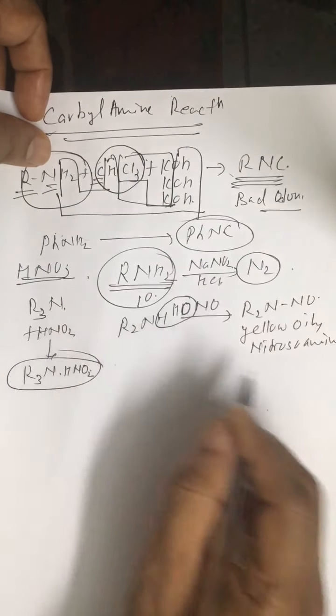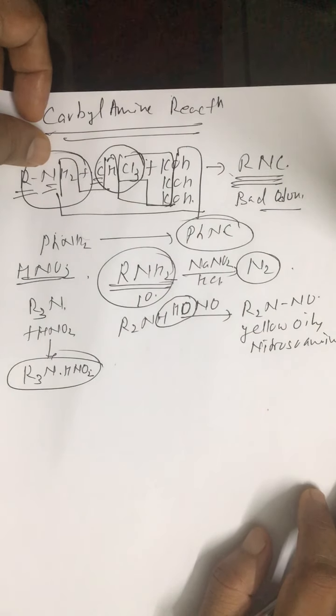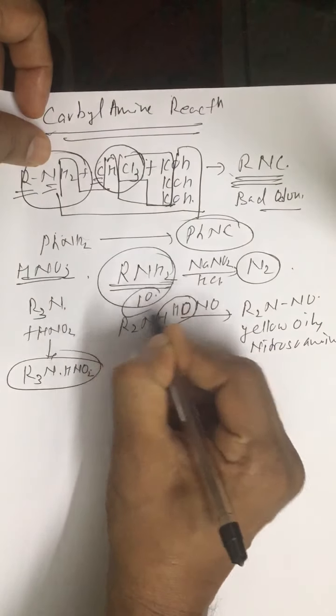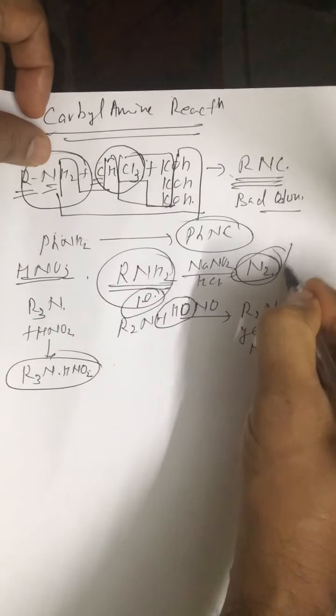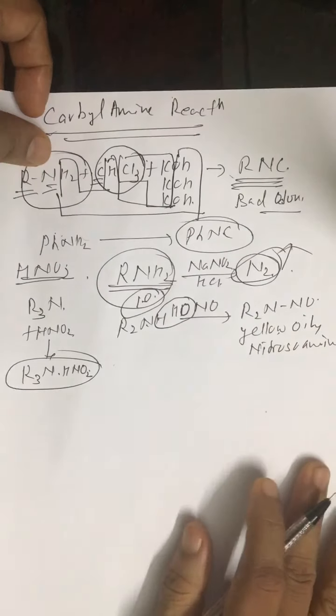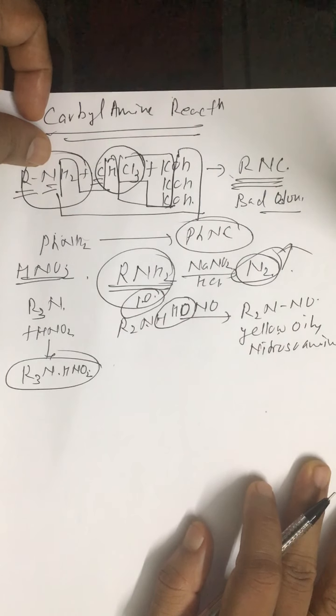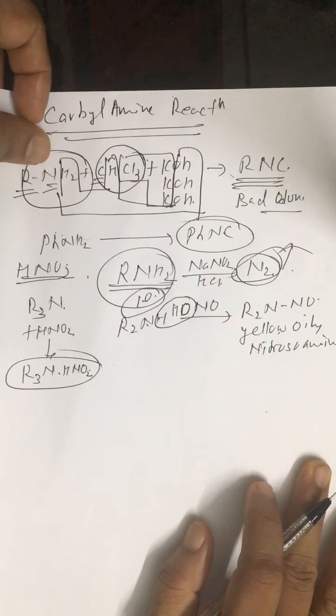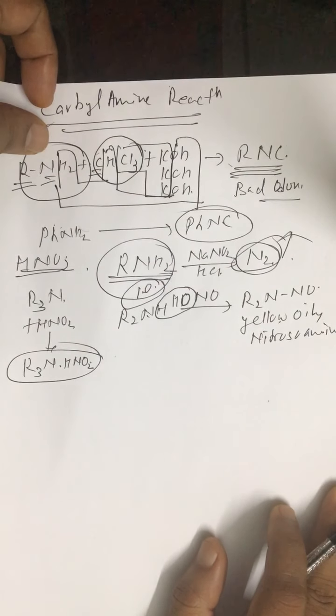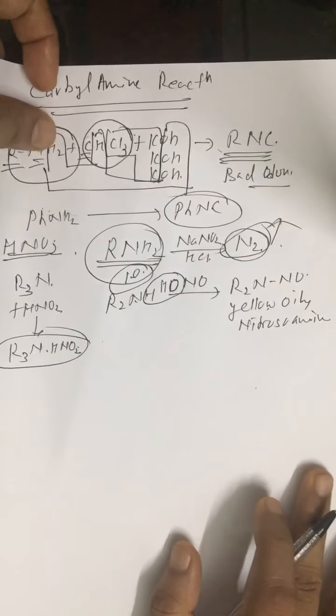Alright, so these things you must remember. First thing, all primary amines evolve nitrogen gas, secondary amines get converted to yellow oily nitrosoamine, and tertiary amines do not react at room temperature. Alright. So with the help of HNO2 we can distinguish primary, secondary and tertiary amines.